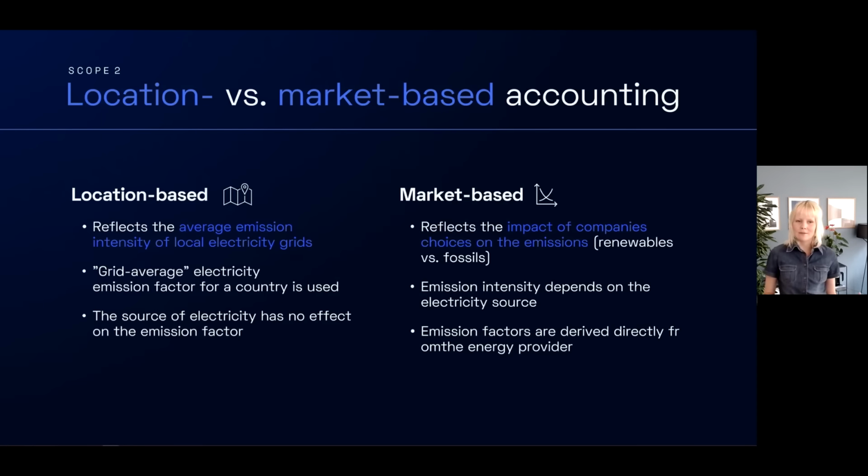The location-based method reflects the average emission intensity of local electricity grids. So it tells you what your company is actually emitting to the air. Here you will have to use the grid average electricity emission factors for a certain country. And the source of electricity has no effect on the emission factor. So whether it's renewable or fossil energy, the emission factor will always be the same.